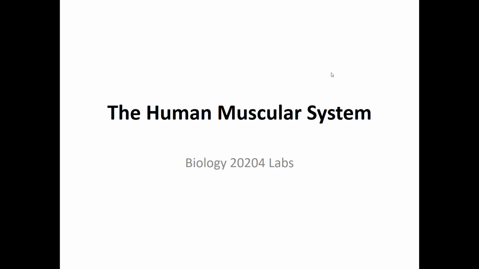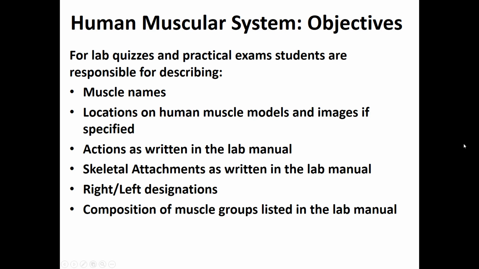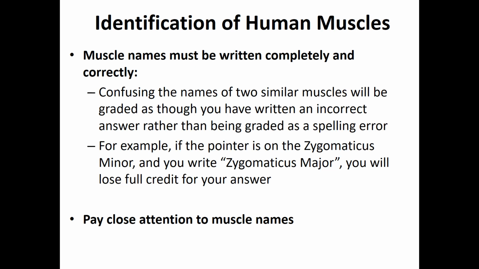This week in lab, we'll be studying the human muscular system. Let's take a look at your learning objectives for these 3 labs. For lab quizzes and practical exams, you're responsible for describing muscle names, the locations on the human muscle models and on images if specified, actions of each muscle as written in the lab manual, skeletal attachments as written in the lab manual for selected muscles, right and left designations on models and on images, and the composition of muscle groups listed at the back of your lab exercise.